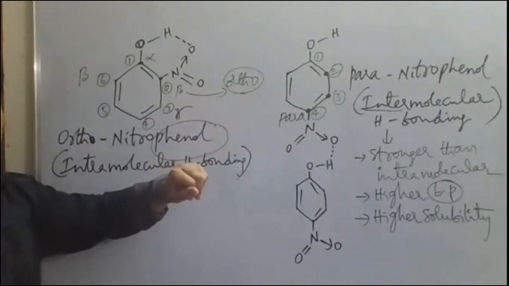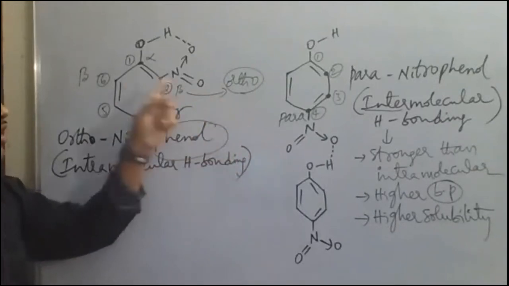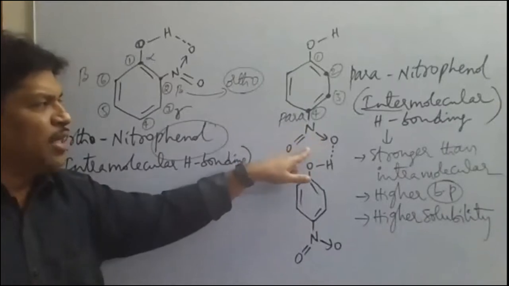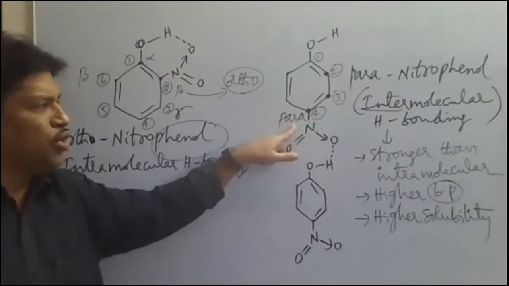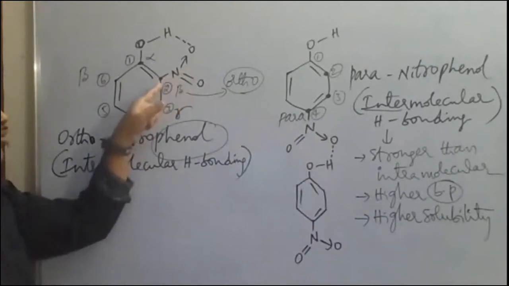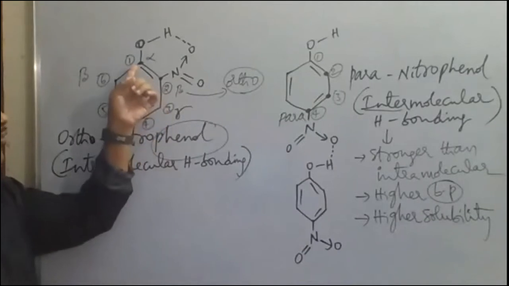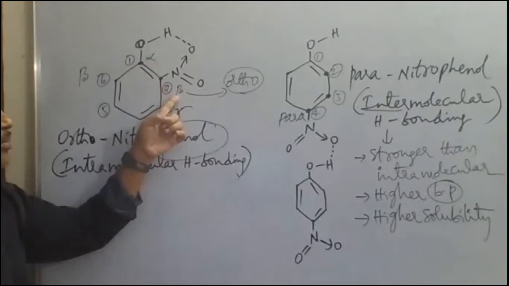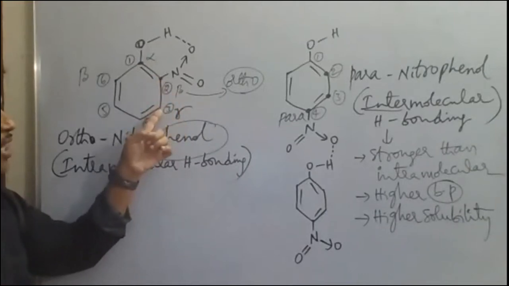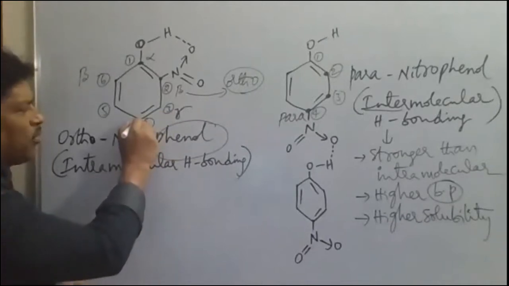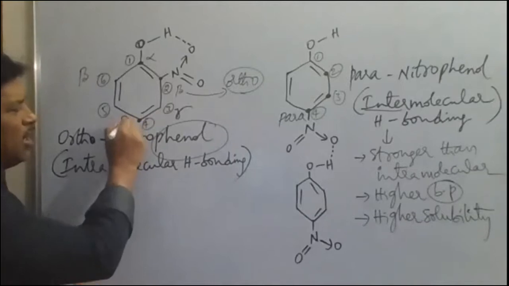So we have to take two types of nitrophenol here. One is orthonitrophenol, the other is para-nitrophenol. In para-nitrophenol, the NO2 group is attached to the fourth carbon position, that is the para position. Here in the other case, the second carbon is attached with the NO2 group. I told you that the alpha carbon is where OH is attached. To the alpha carbon, whatever is attached is beta. To the beta carbon, whatever is attached is gamma. To the gamma carbon, whatever is attached is called delta.